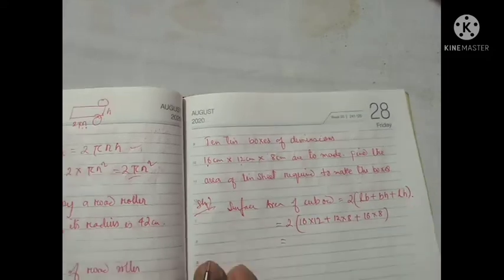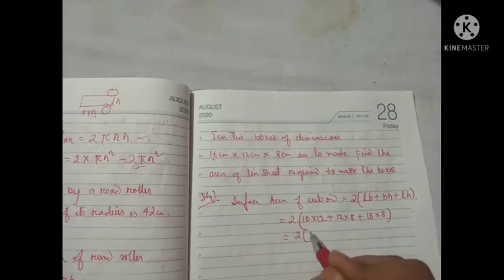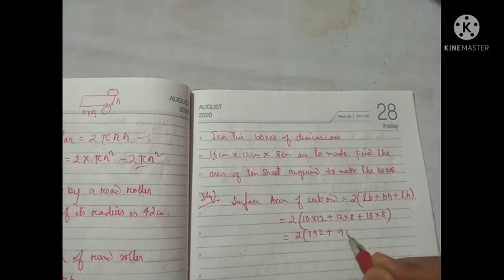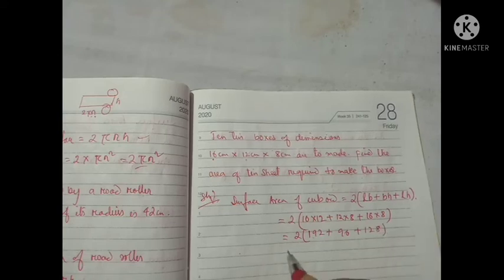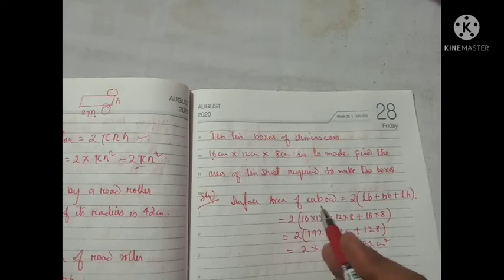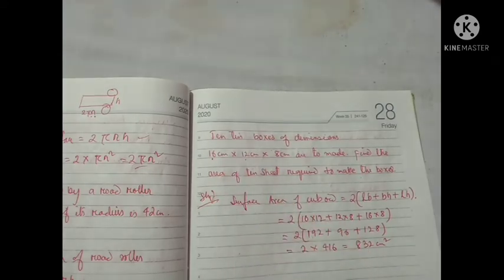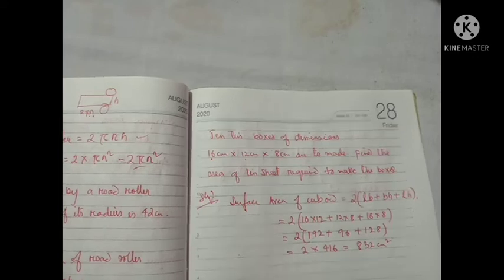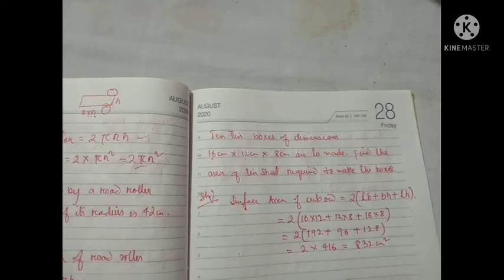Now if you multiply this, 192 plus 96 plus 128. So here comes 2 into 416. Now comes 832 centimeters square will be the surface area of that cuboid. That means the surface area of the tin box. Now this is for only one box. Now we are going to find out for 10 boxes.